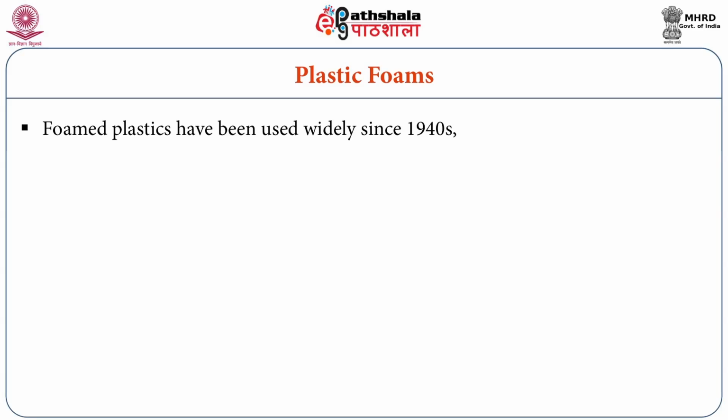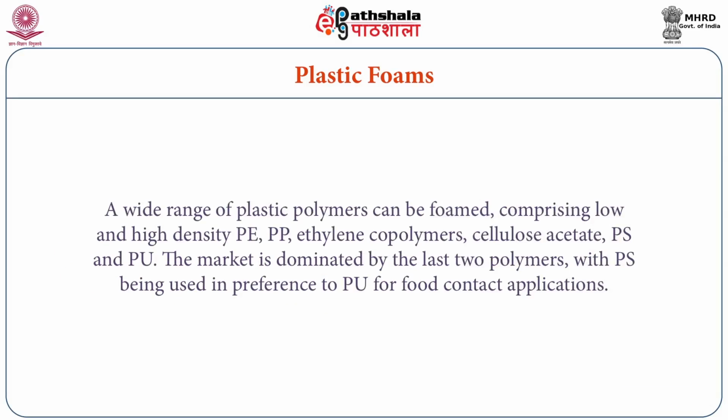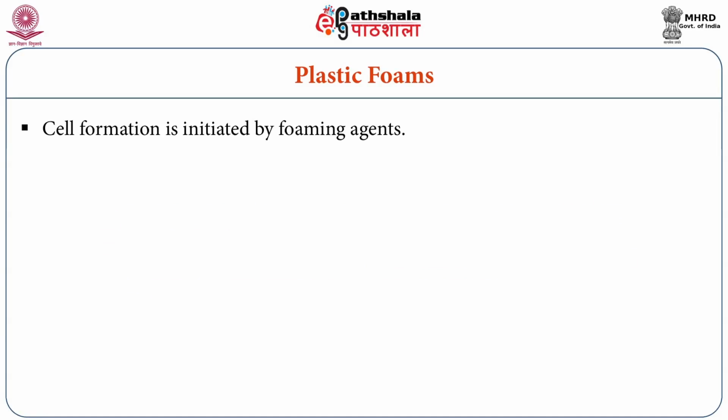Plastics have been used widely since the 1940s due largely to their desirable properties, which include a high strength to weight ratio, and good insulating and cushioning properties. A wide range of plastic polymers can be formed, comprising low and high density polyethylene, PP, ethylene copolymers, cellulose acetate, PS and polyurethane. The market is dominated by the last two polymers, with PS being used in preference to PU for food contact applications. Cell formation is initiated by foaming agents.